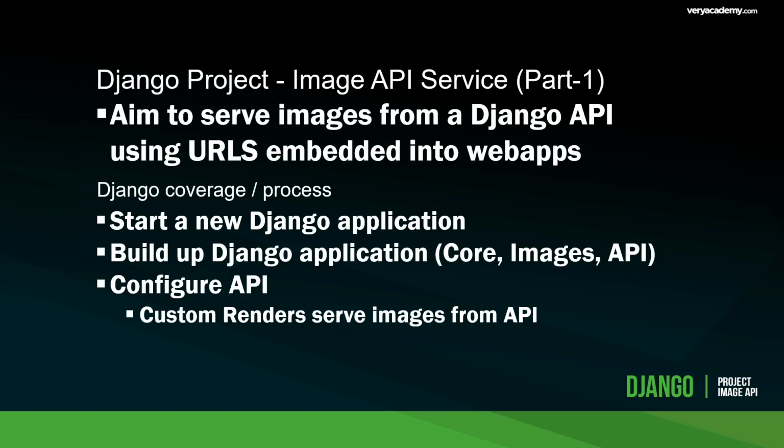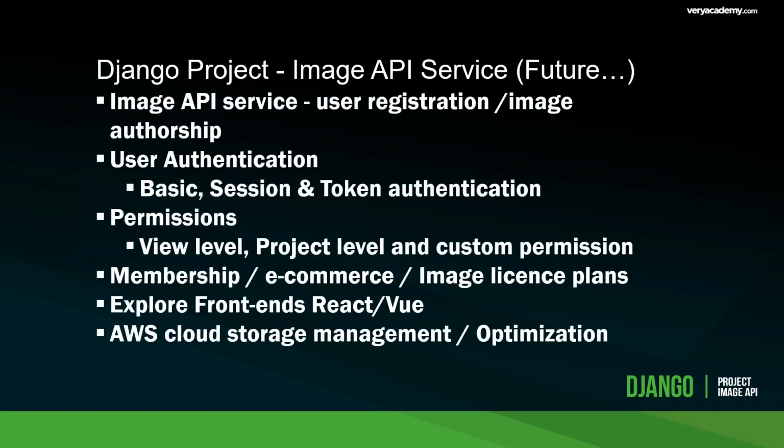Okay, so apologies for yapping on here, but just to give you a good overview of some of the things that are going to happen in this project. So yeah, we're building an image API service. We're going to go through building user registration. We'll look at image authorship, and then we'll potentially look at user authentication. So we'll go through basic, session, and token authentication with our REST framework. And then we'll look at permissions, so view level, project level, and custom permissions.